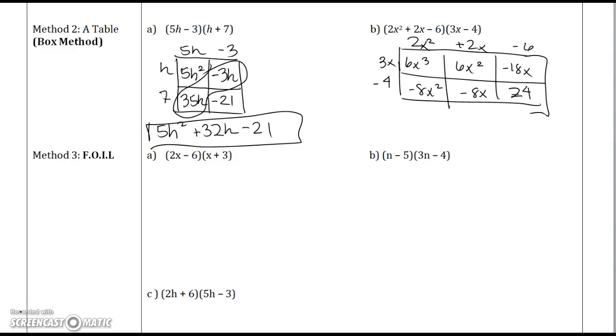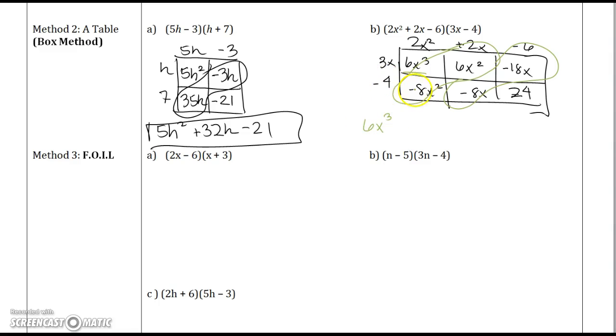Did you get it? I got 6x cubed, 6x squared, and negative 18x. And then I have negative 8x squared, negative 8x, and then 24. All right, so I did tell you that your like terms were going to be on the diagonals, and they still are. So here are like terms, and here are like terms as well. So this one didn't have anything, so I'm just going to rewrite it.